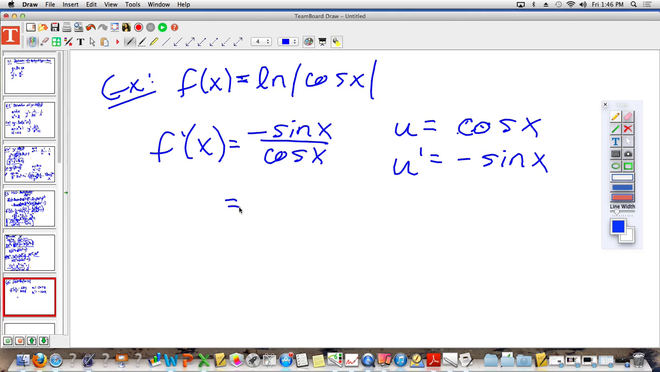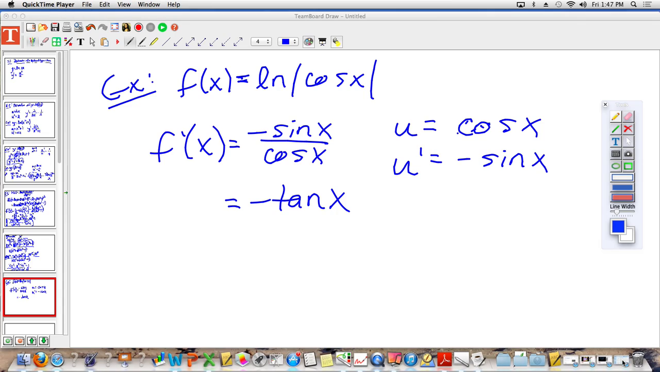Tangent, something. Close. Sec squared? Actually, sine over cosine is tangent, isn't it? Yeah, you're right. I was thinking cotangent. I was thinking my answer was supposed to be cotangent, but I'm wrong. Sine over cosine is tangent, and it's negative, so it's the negative tangent of x. That's it. I'm done. That's it, you guys. I thought it'd be a lot longer.